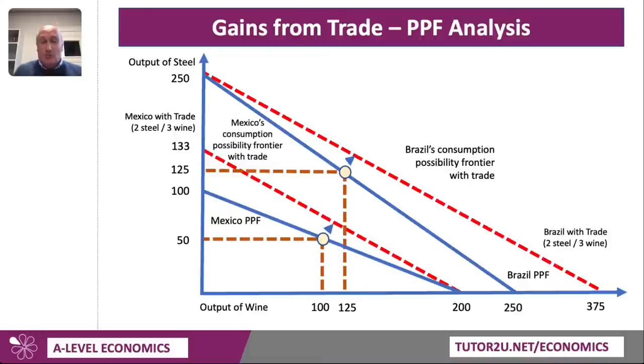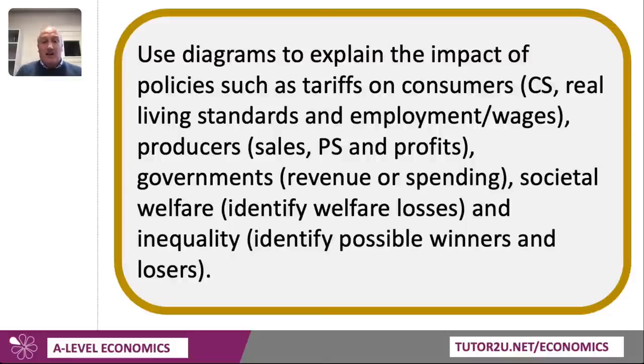Second example I wanted to share with you was tariffs. By the way, just quick advice. Again, always talk about your diagrams in the text. So use diagrams to explain the impact of policies, like a tariff, we'll go through in a second. But the impact on who? On consumers. What happens to the real income? What happens to the consumer surplus? On producers, both domestic and importers. On governments. On society as a whole, do tariffs benefit societies? And inequality, who gains, who loses?